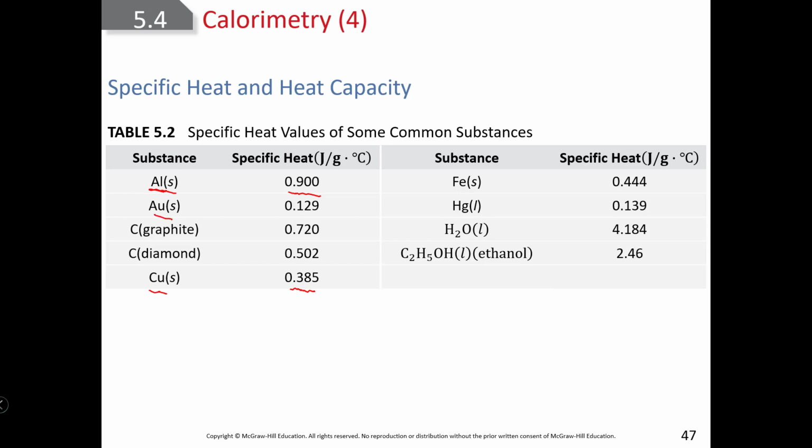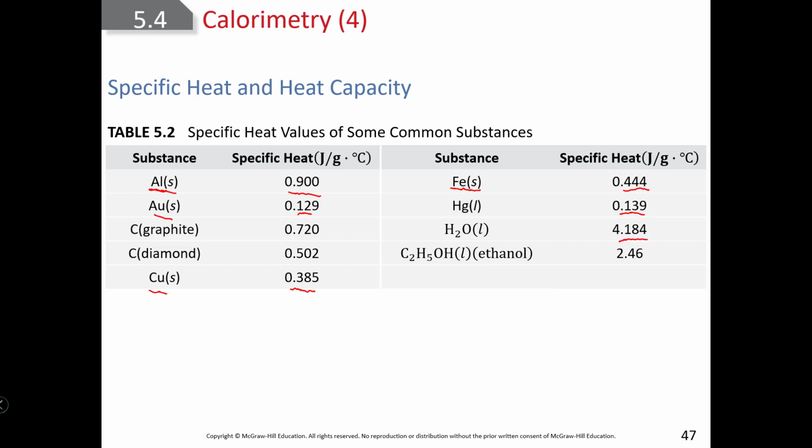Gold would be better, but we don't see people cooking out of gold pots and pans. But look at that. If you could cook out of gold, it doesn't take much energy to raise 1 gram of gold 1 degree Celsius. Iron, like a cast iron skillet, well, it's better than aluminum. So here's iron. Not quite as good as copper, so iron is a good alternative to copper pans. And then we have mercury. Well, it's too toxic.